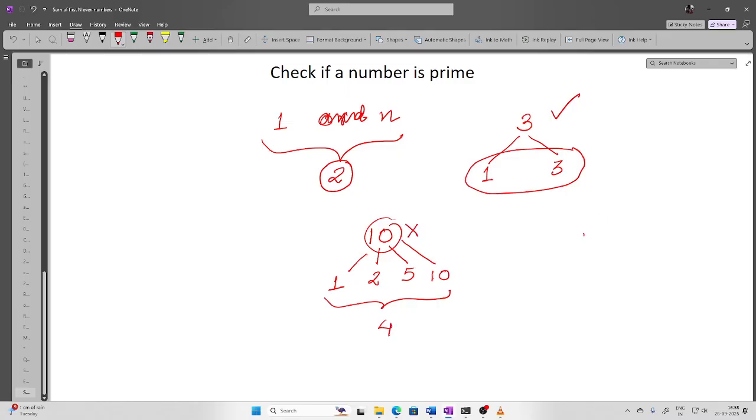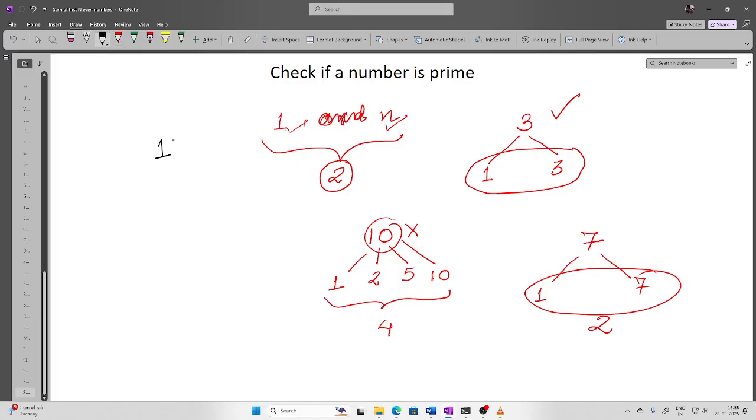Likewise, let's take 7. It is divided by 1, it is divided by 7. How many? 2. So if a number is divided by only and only two numbers, that is 1 and that number itself, then that is a prime.